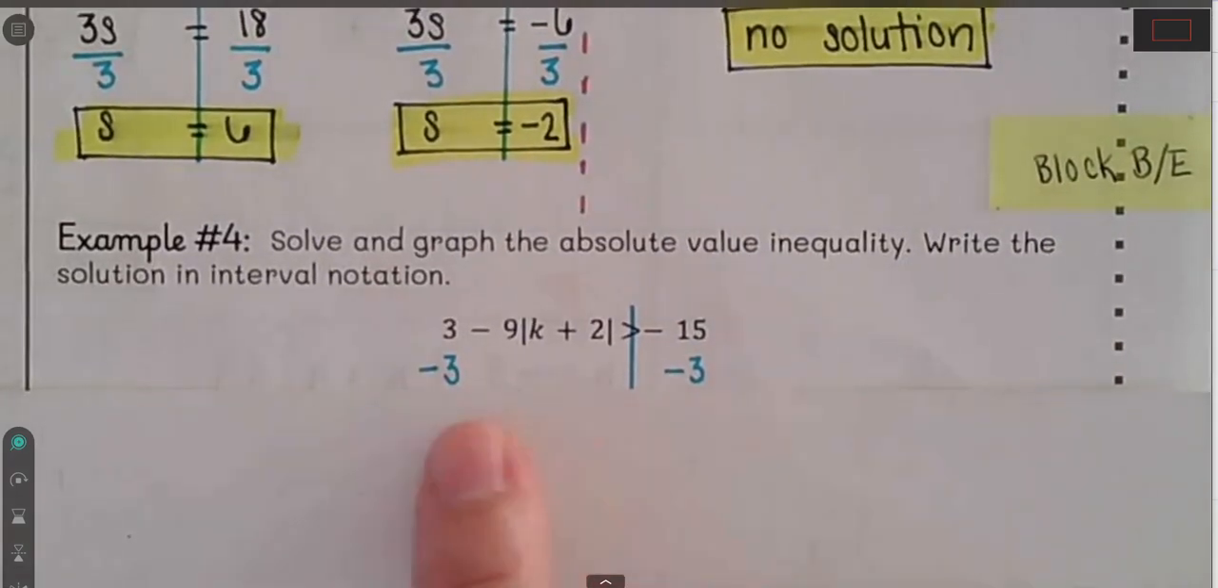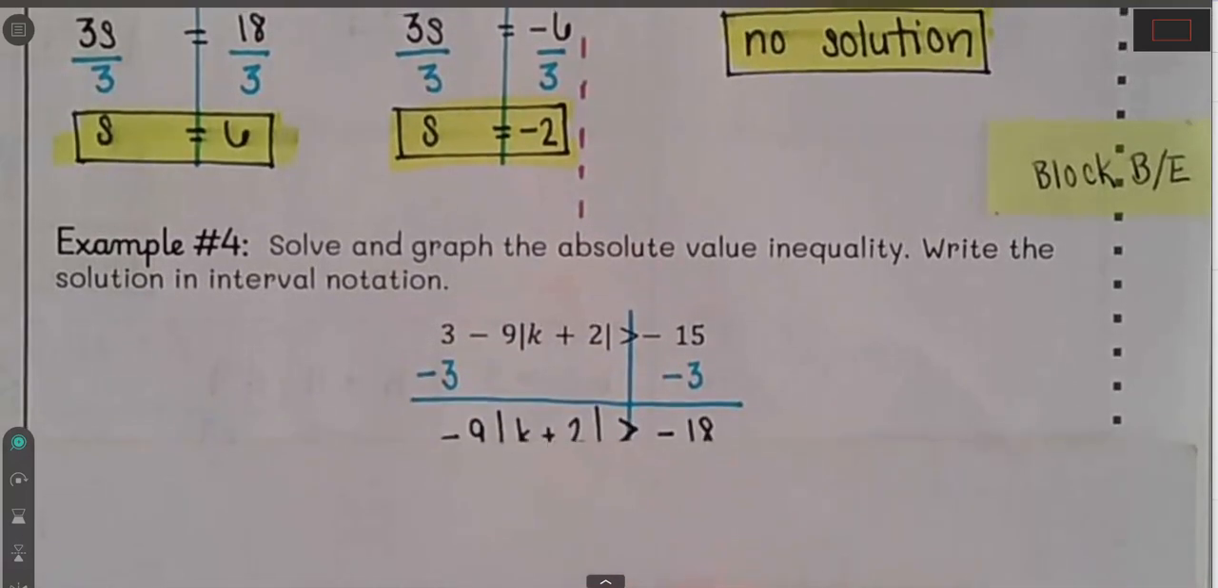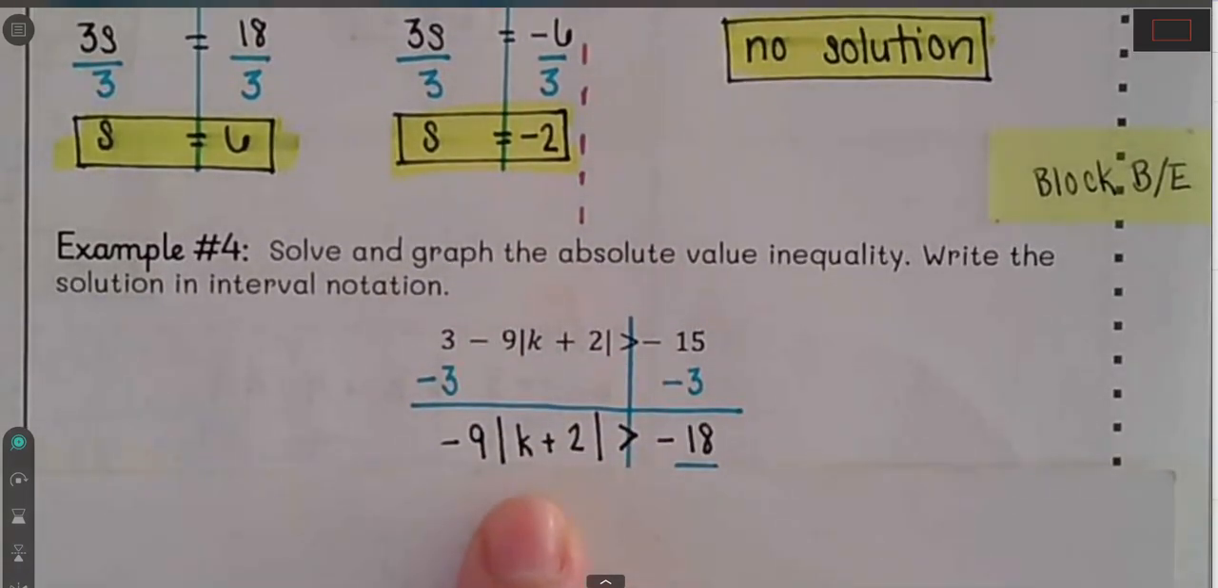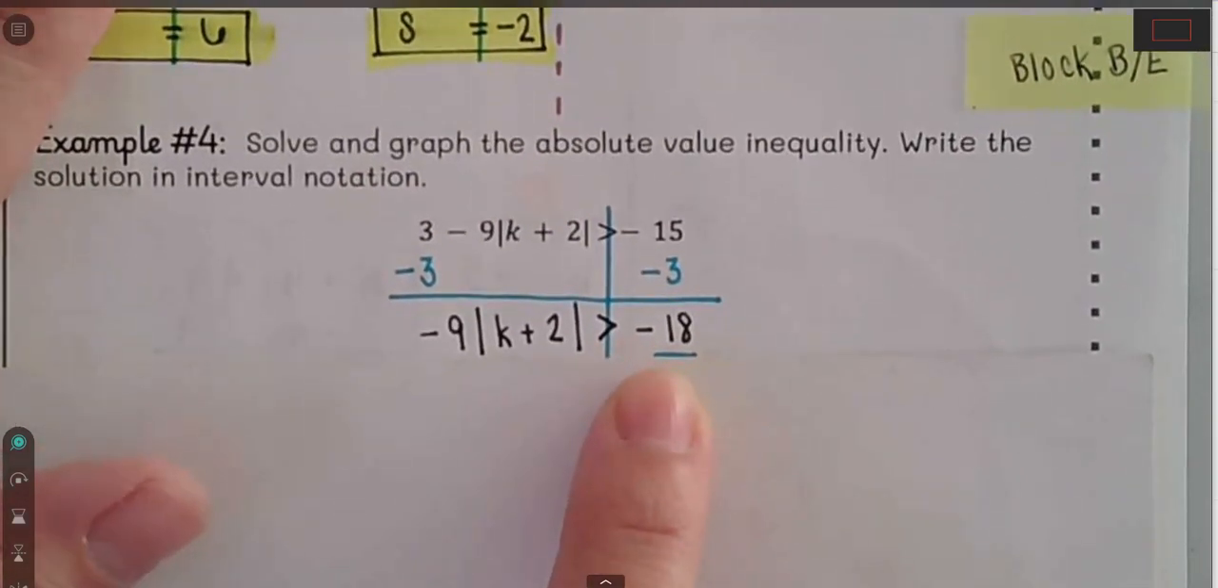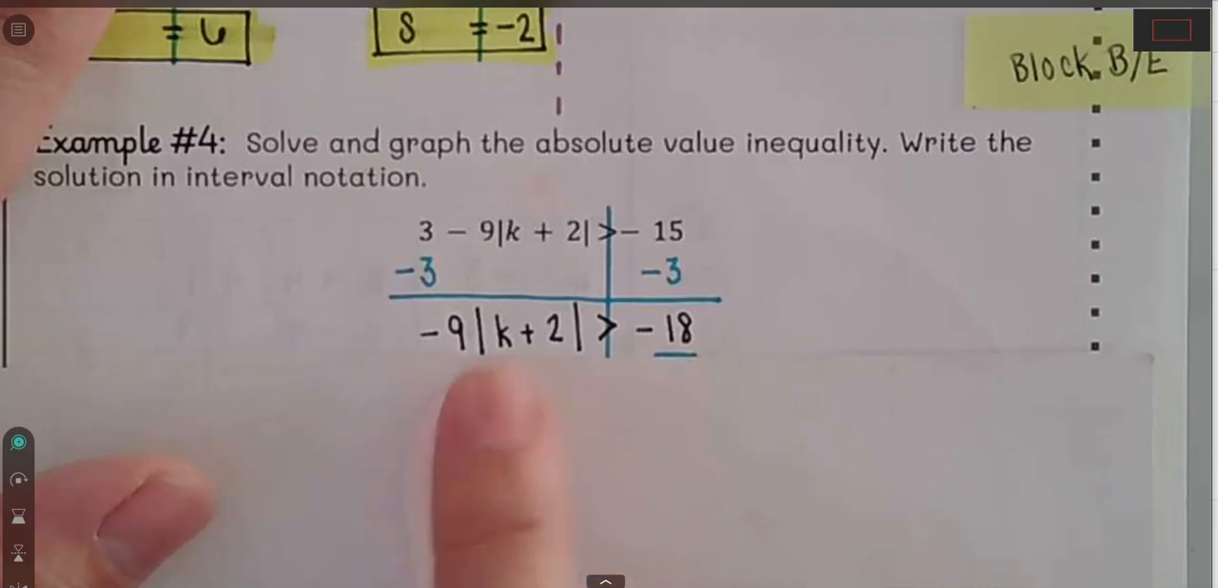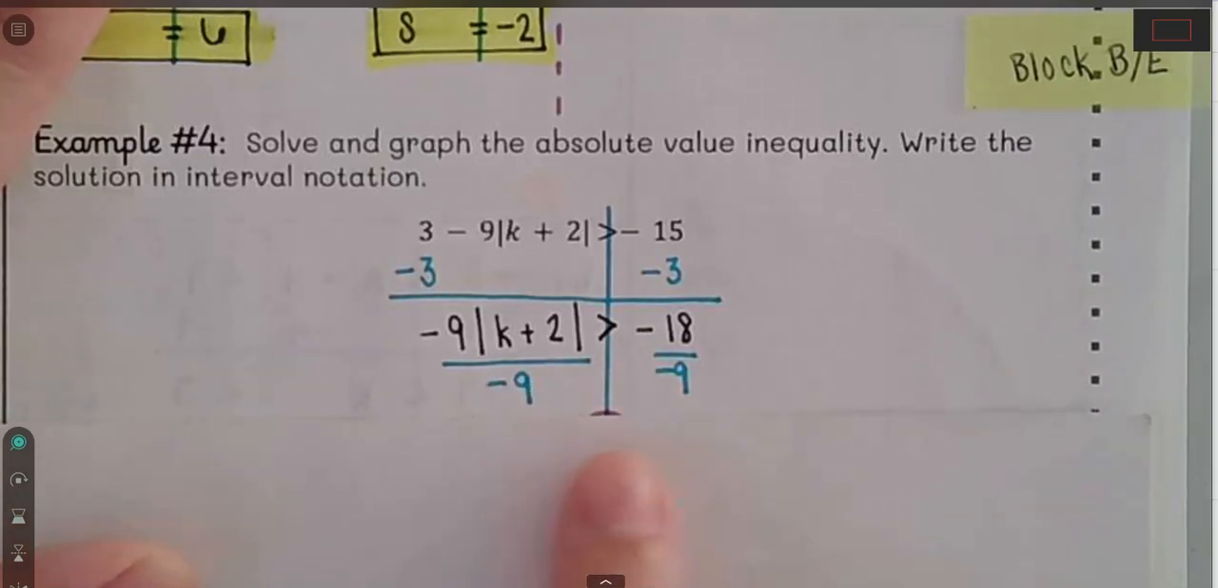I'm going to start by subtracting 3 from both sides. This gives me negative 9|k + 2| is greater than negative 18. Okay, don't distribute the negative 9. Remember, the absolute value, it's not parentheses, so you can't distribute it. Instead, divide both sides by negative 9.